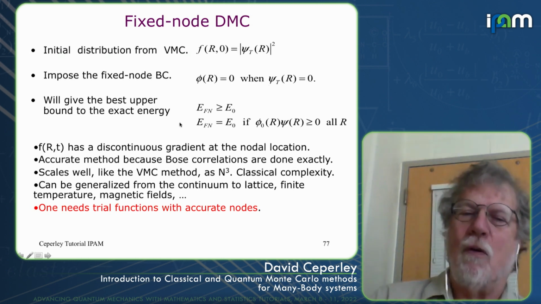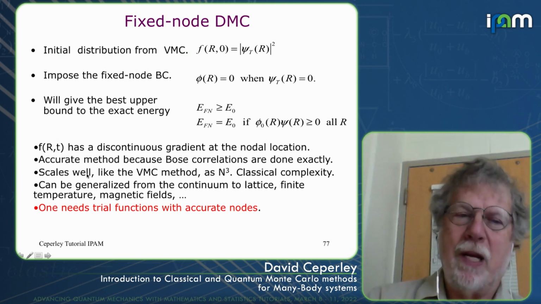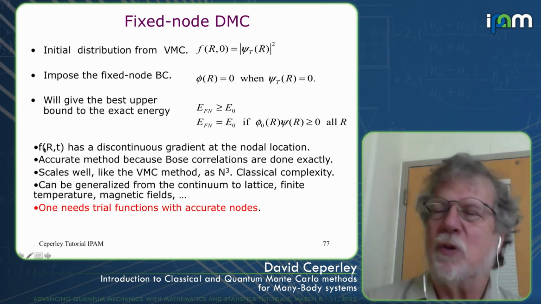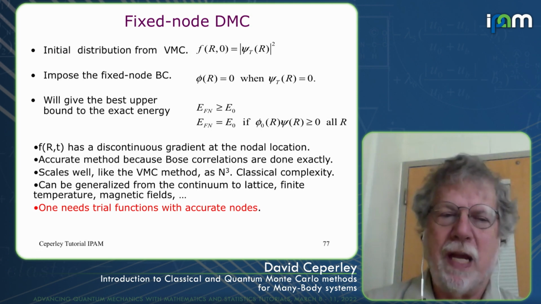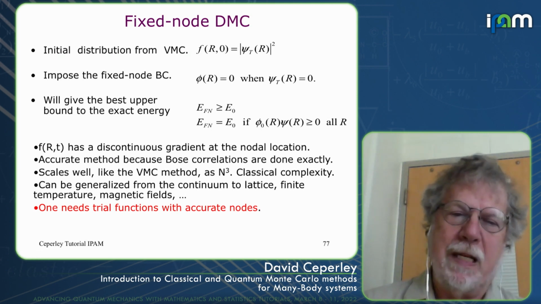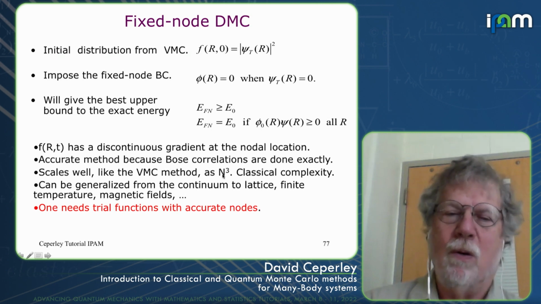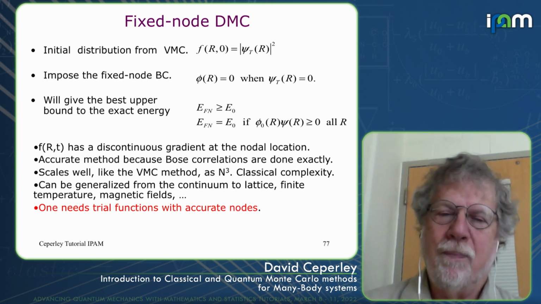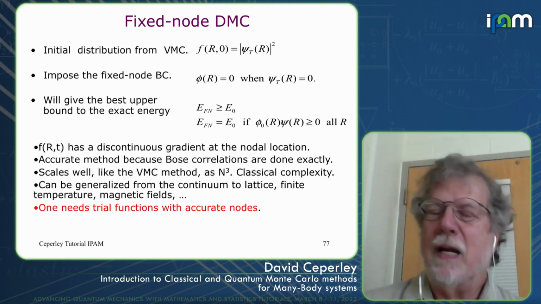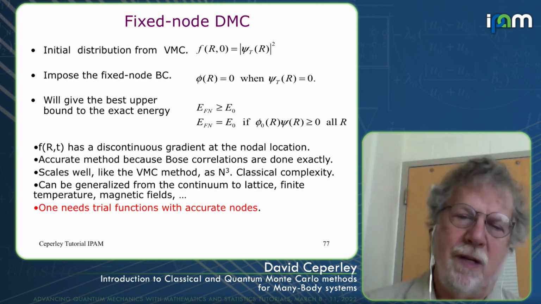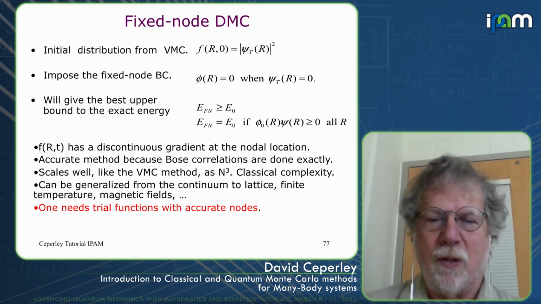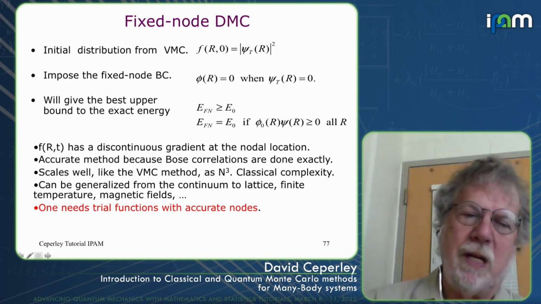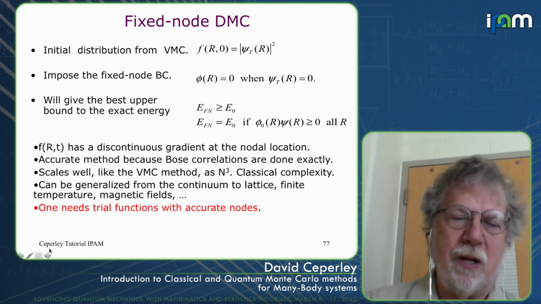Now, you haven't solved the problem in general because this f could have a discontinuous gradient at the nodal location. It scales well like variational Monte Carlo or like classical systems, like n cubed. And you can generalize it to lattice models, finite temperature, magnetic fields, complex wave functions, and so forth. It's done. But you need trial functions with accurate nodes.